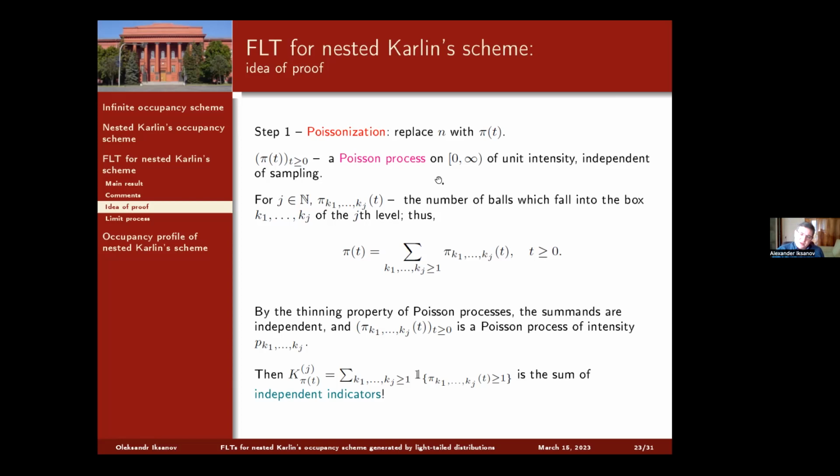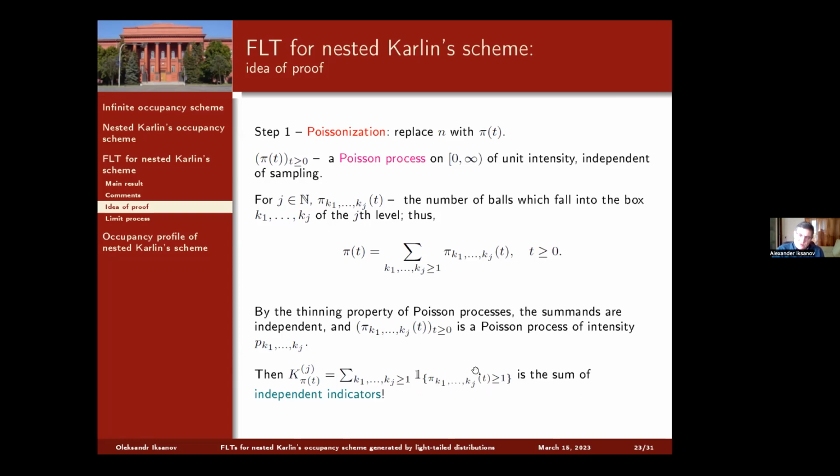As I have already mentioned, the advantage of this is that the Poissonized number of occupied boxes is the sum of independent indicators. Here, each indicator corresponds to one box, and the process appearing here, pi with subindices k1 through kj, is a Poisson process with intensity being the hitting probability of the box k1 up to kj.